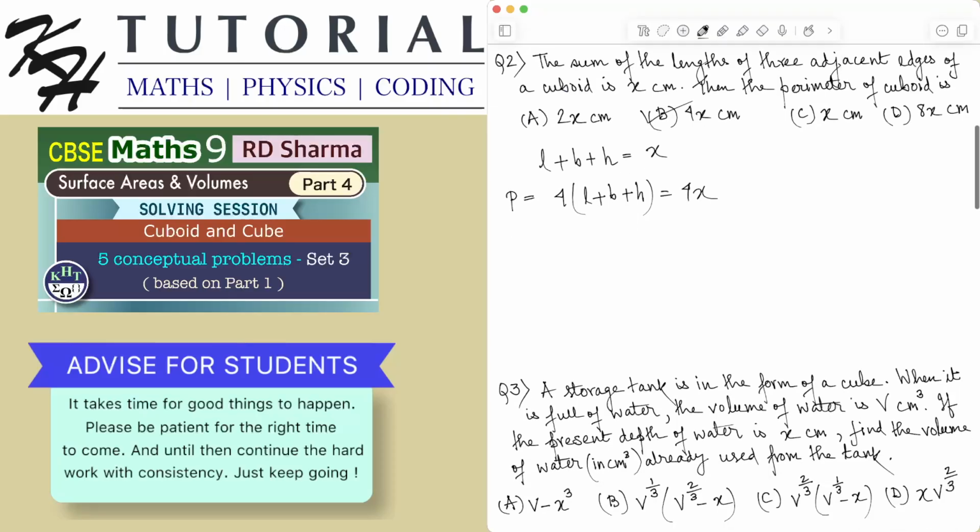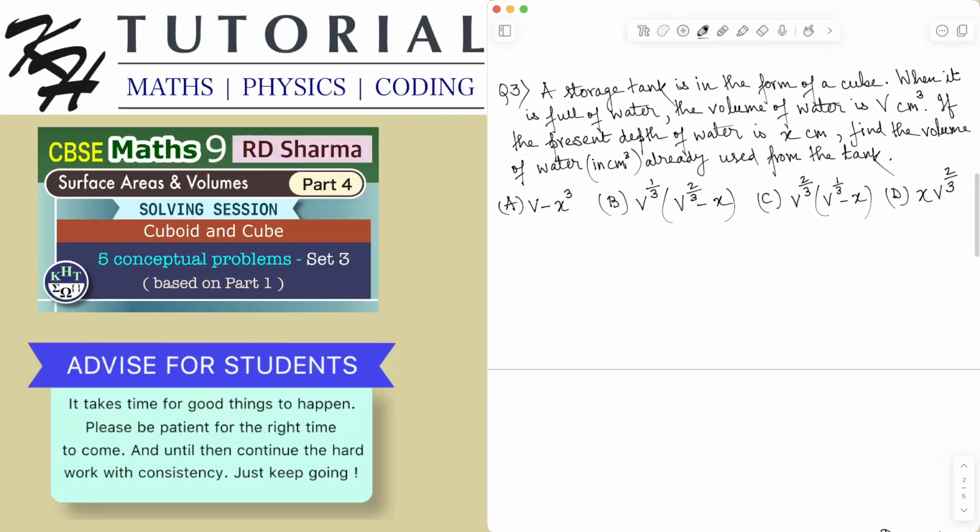Okay, let's see question number 3. A storage tank is in the form of a cube. When it is full of water, the volume of water is V centimeter cube. If the present depth of water is x centimeter, find the volume of water already used from the tank.